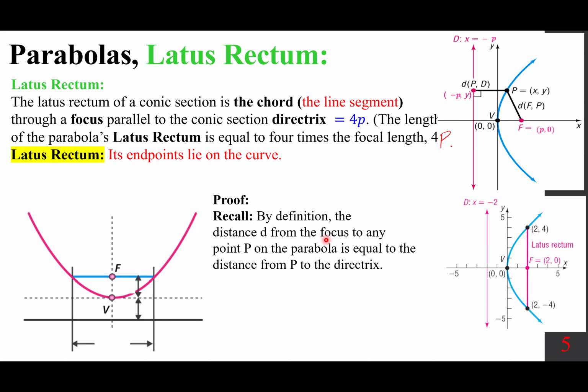By definition, the distance from the focus to any point P on the parabola is equal to the distance from P to the directrix. If you look at the definition of the parabola, pick a point, connect it to the focus, drop a perpendicular to the directrix. The two distances must be identical. So PD is equal to PF. That's by definition. Therefore, this distance is equal to this distance. And we know this distance is p, therefore this distance is p, therefore this distance is 2p. So this is 2p, this is 2p. So this becomes 4p. That is the proof, everybody.